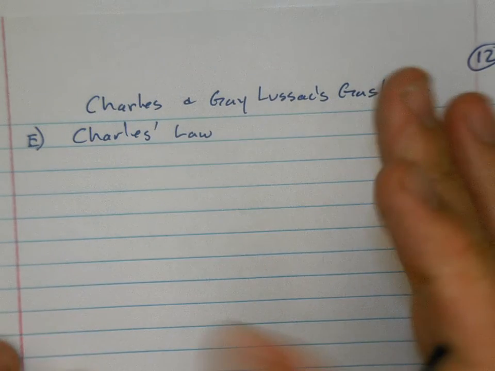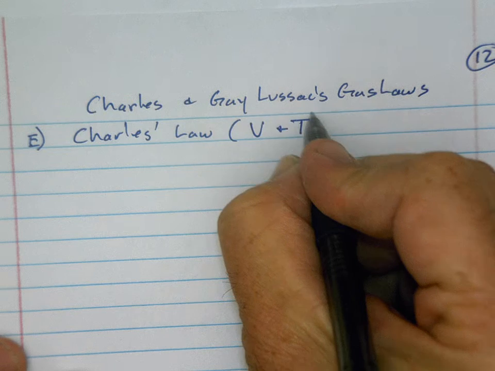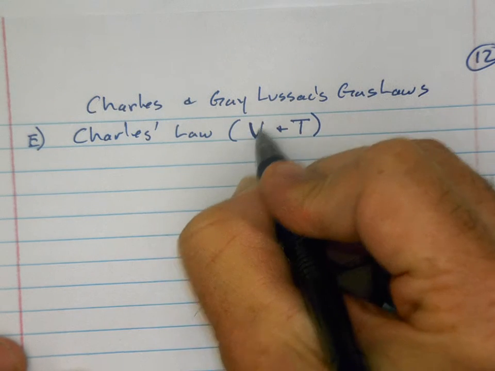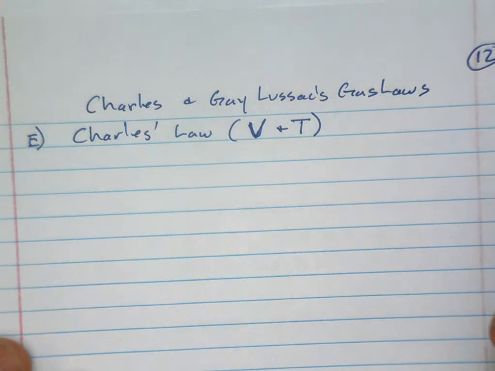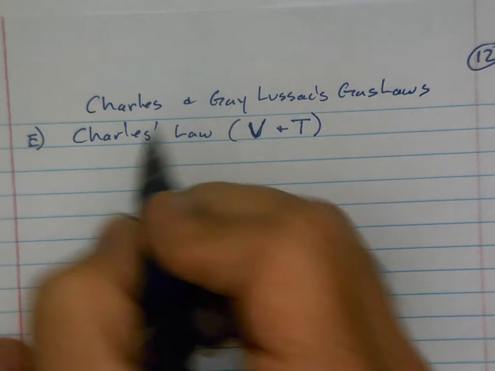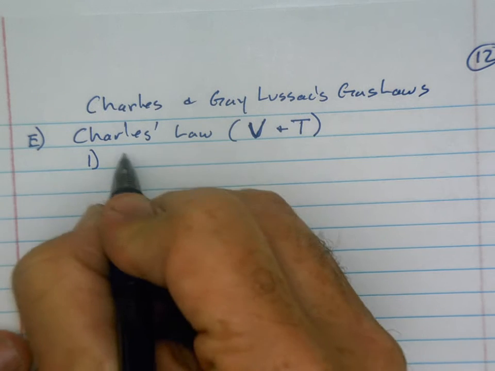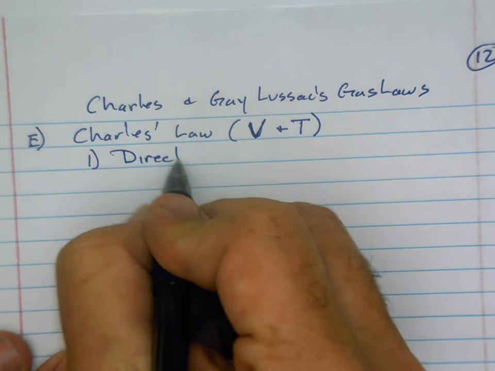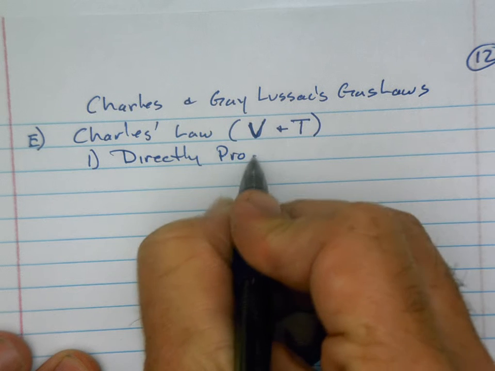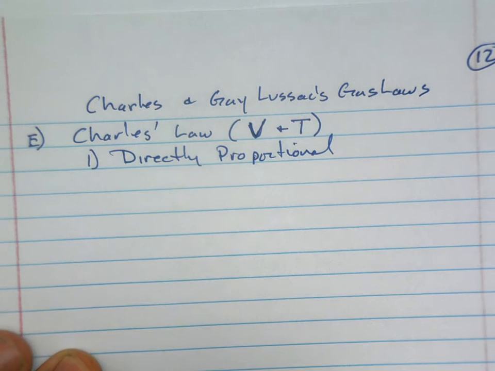Charles's law deals with volume and temperature. We saw this come into play with the fire syringe lab we did. Now, number one, since temperature's involved, they're directly proportional. Directly proportional.